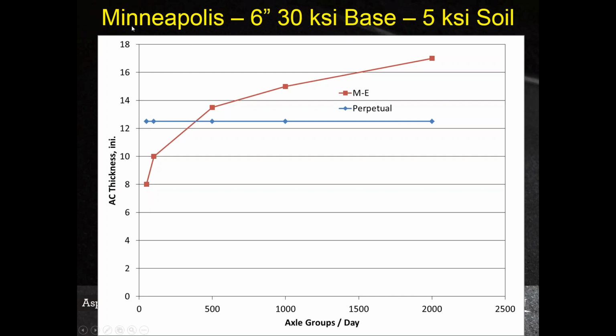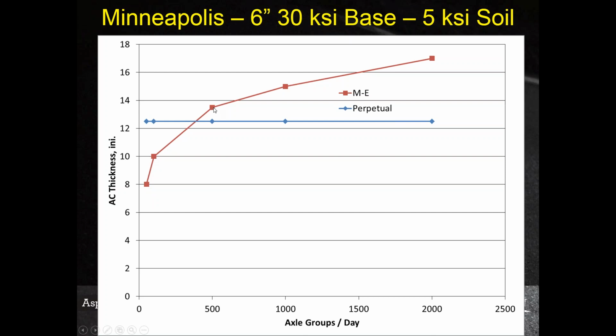And this is, again, for a very specific set of conditions. Minneapolis climate, 6 inches of 30 KSI aggregate base over a relatively soft soil. And for the ME pavement, you can see at low traffic volumes, it's around 8 inches, and then it jumps 2 inches when you go to the next traffic volume.